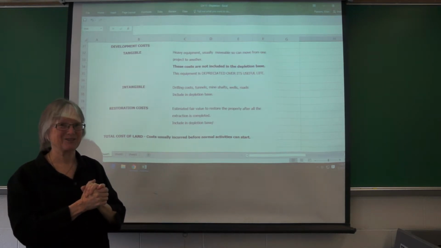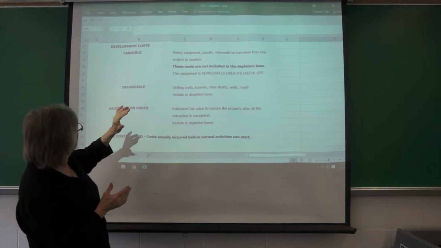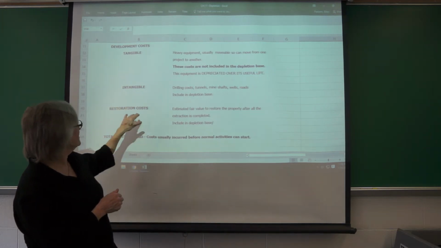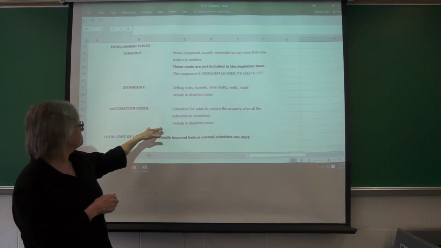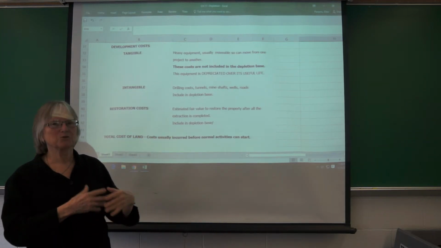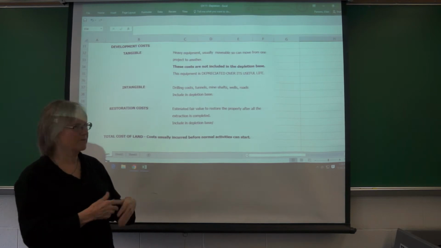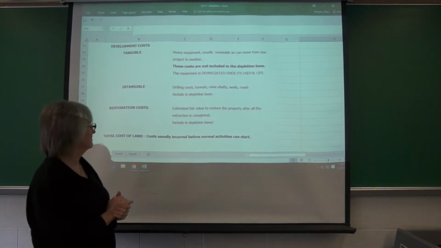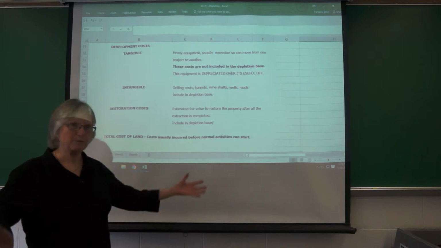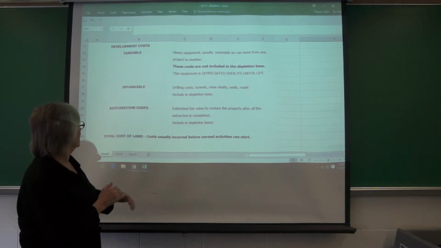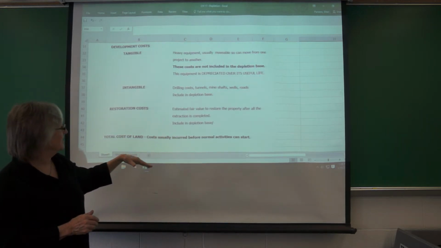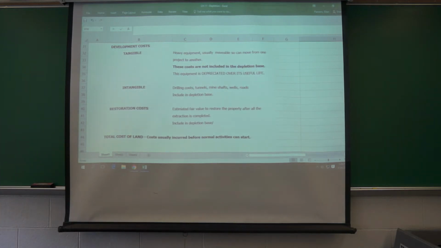You see, this is a little more complex than you get into in 102. Okay, so we get the acquisition costs, you've got development costs, you have to separate the tangible from the intangible, then you get the restoration costs. And these are included in the depletion base. So it's the estimated fair value to restore the property to how it was after all of your work is done. With a mining operation where they blow off the top of the mountain, supposedly the restoration cost would be to put the mountaintop back. Okay. So that's the total cost of the land. These are the costs incurred before the normal activities can start. Then you start your activities. Okay.